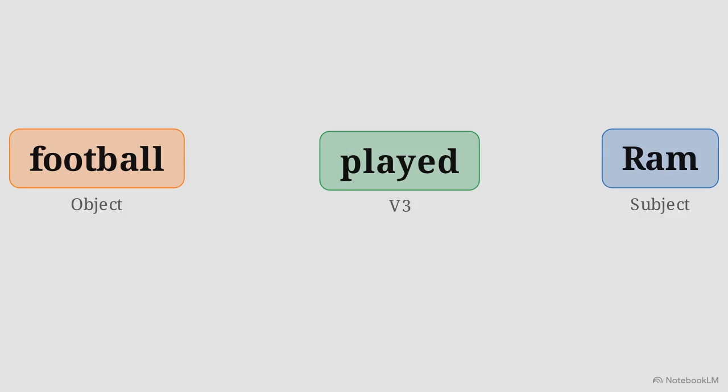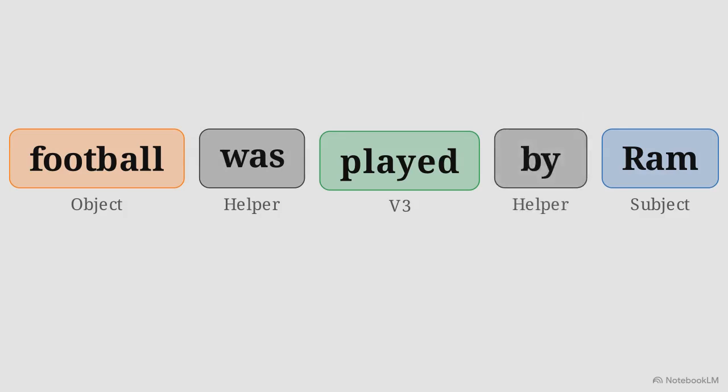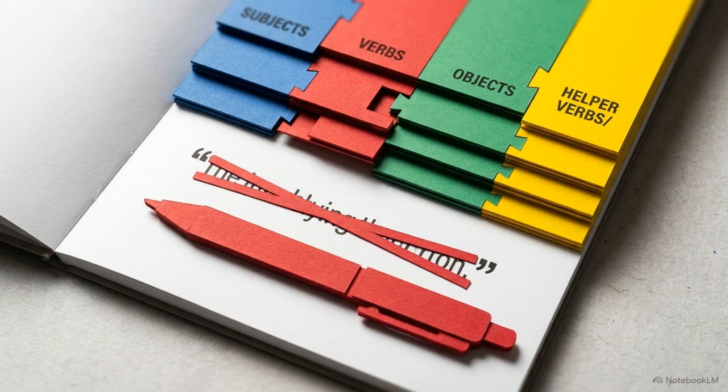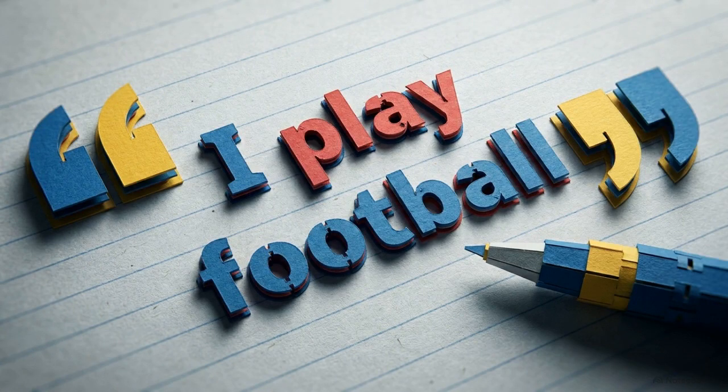To connect them, we drop in our necessary helper words based on the formula. Was right before the past verb, and by right before the subject. Your completed passive sentence reads, Football was played by Ram. Our final and most complex task on the assignment is indirect speech. This is the structural adjustment required to report a past quote to someone else.